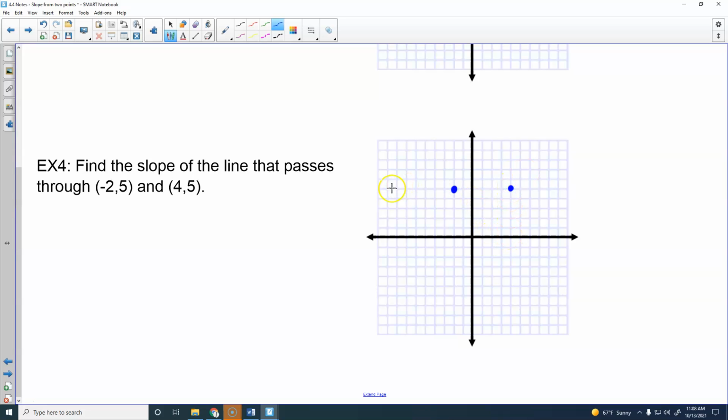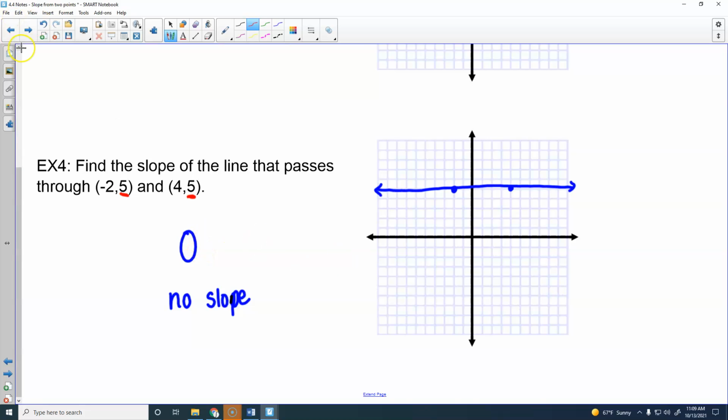Okay? For number 4, you're going to get negative 2, 5, which is right here, and 4, 5, which is right here. So what kind of line do you end up with? It's a horizontal line, which has a slope of 0. We don't say no solution, but we do sometimes say no slope. That would be okay. We're probably going to see 0 more often than no slope, but we may see that sometimes. Correct. Notice this right here. If they have the same y coordinate, it's going to be a horizontal line. Okay, questions so far?